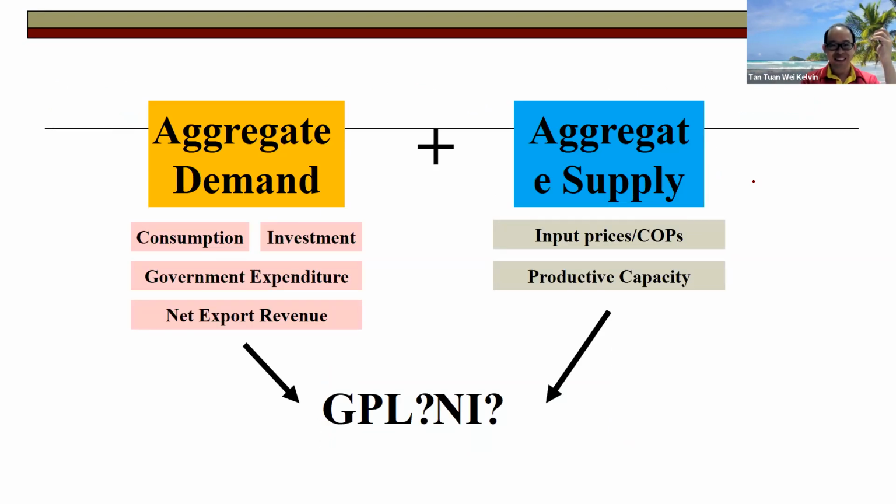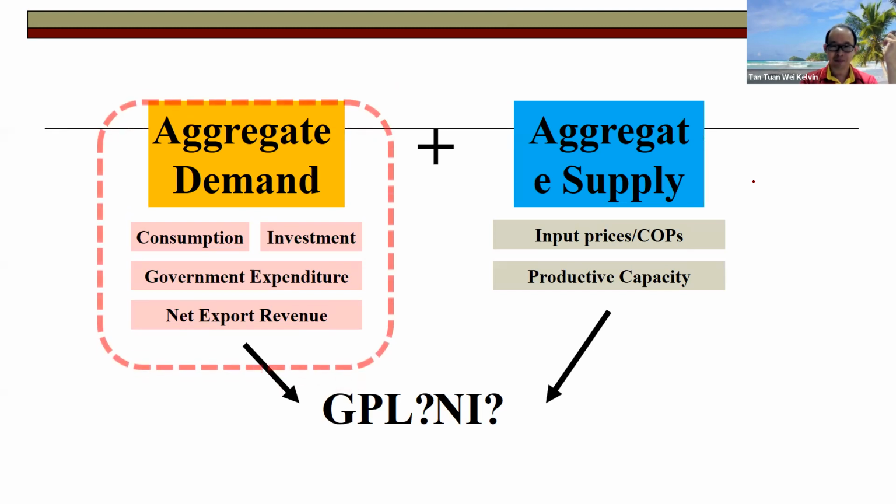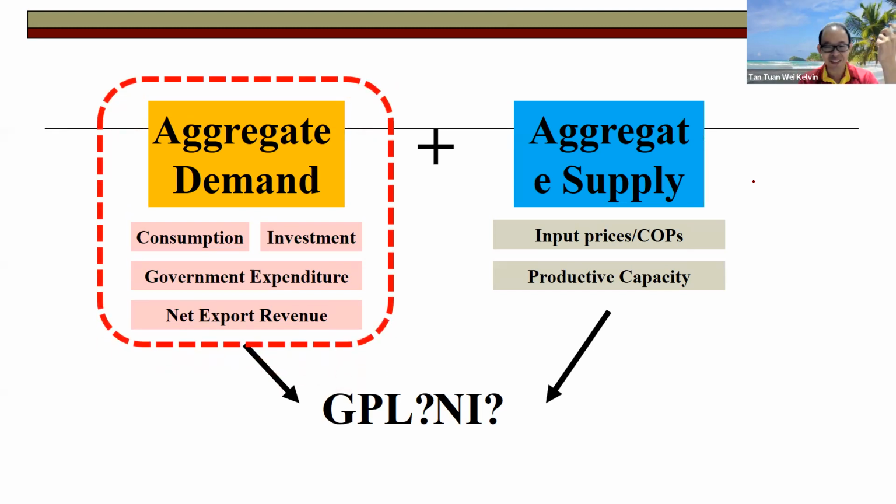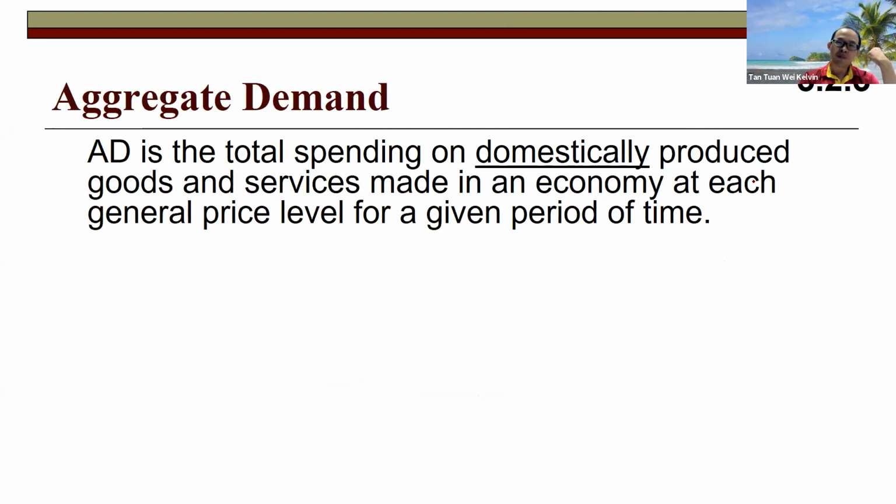Okay, so let us now turn to aggregate demand and aggregate supply. The aggregate demand curve is comprised of consumption, investment, government expenditure, and net export revenue. So what do we mean by aggregate demand? Aggregate demand is the total spending on domestically produced goods and services made in an economy at each general price level for a given period of time.